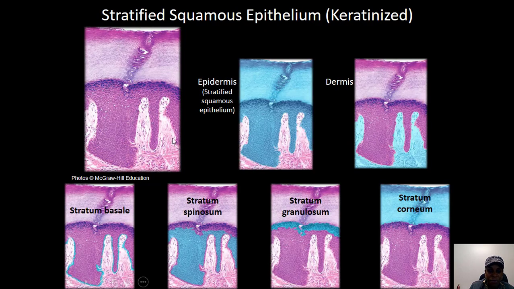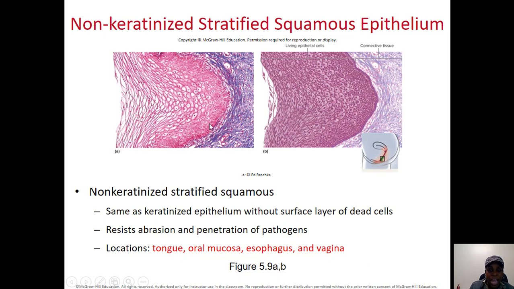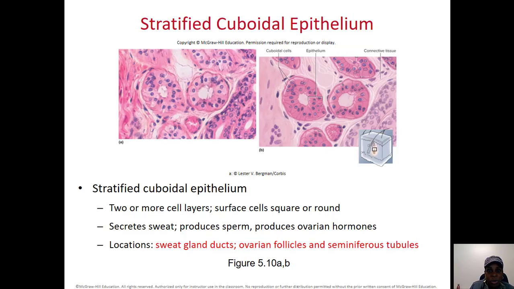You can see here it's very thick. And non-keratinized will be the internal parts of the body. For example, inside the vagina, inside the mouth, the esophagus, or the tongue. These are places that can have something rubbing them all the time, so they lose cells, but they're not exposed outside.